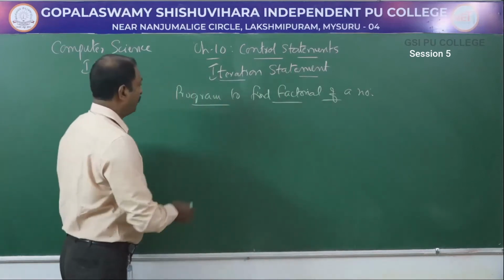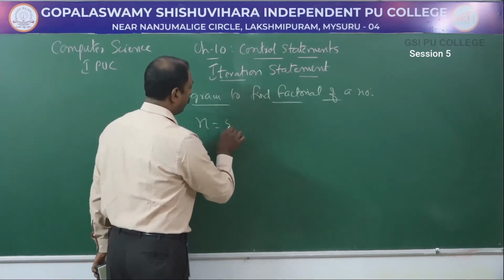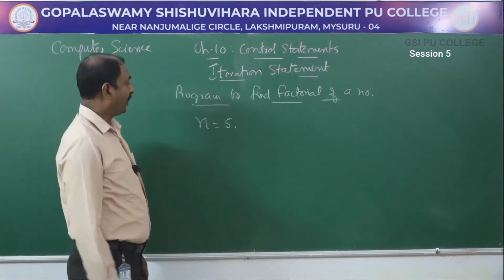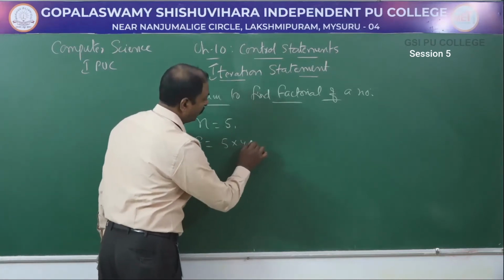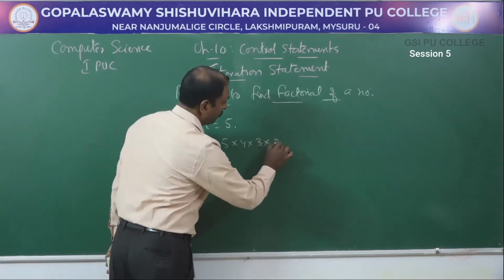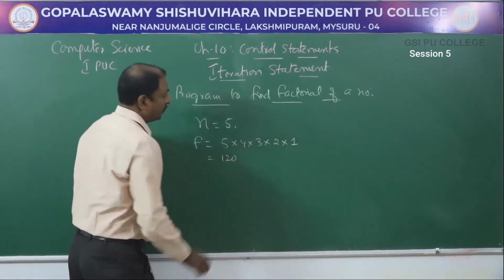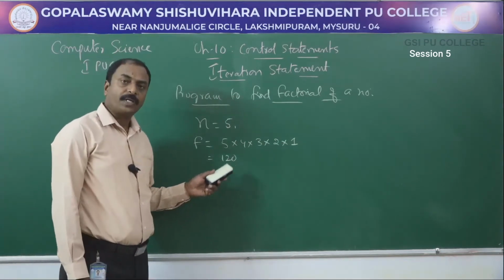So, suppose given number n is the number, for example, n is equal to 5. So, this is the number given. So, what is factorial of 5? Factorial f equals 5 into 4 into 3 into 2 into 1. That is equal to 120. So, this is factorial of a given number.